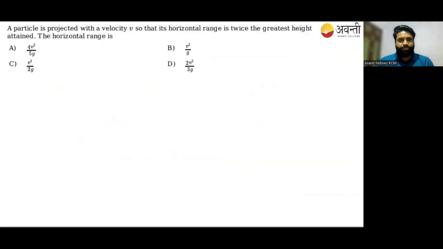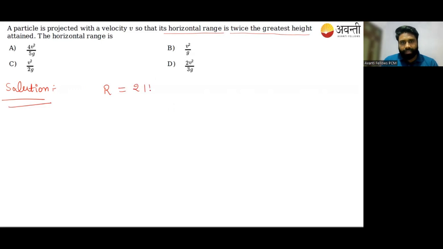Now move on to the next question. A particle is projected with a velocity v so that its horizontal range is twice the greatest height attained. We have to calculate the horizontal range. This is a question from projectile motion. Now, how to solve this question? It is given that the horizontal range is twice the greatest height, which means R here is twice of H.